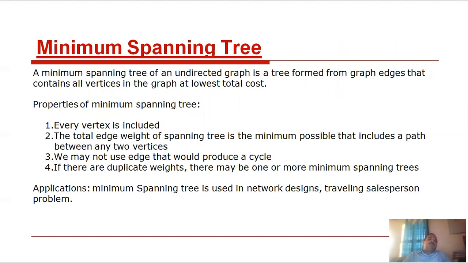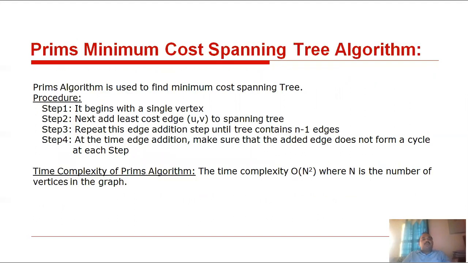Next one, the minimum spanning tree of an undirected graph is a tree formed from graph edges that contains all vertices in the graph at lowest total cost. Properties of minimum spanning trees. These 4 are the properties of minimum spanning trees.